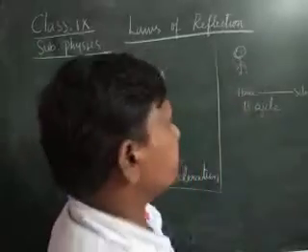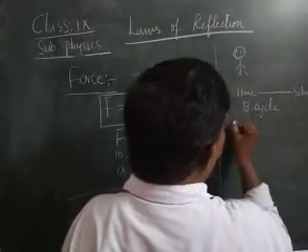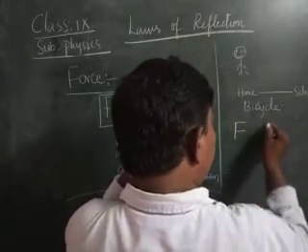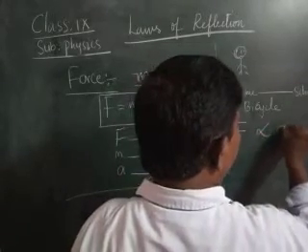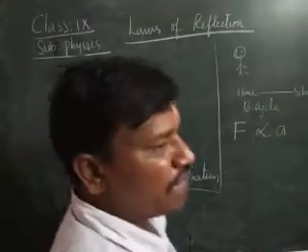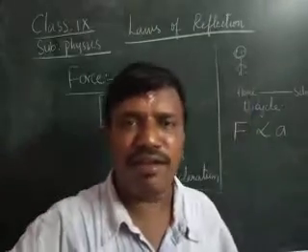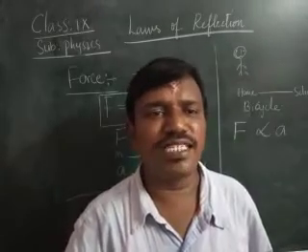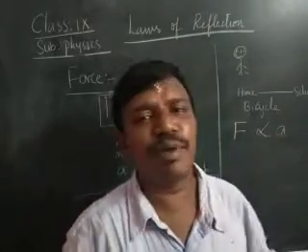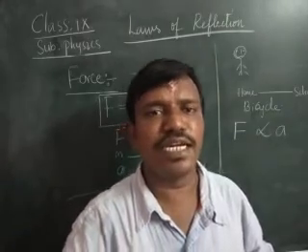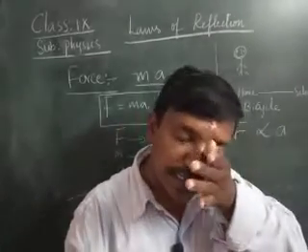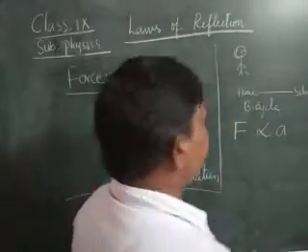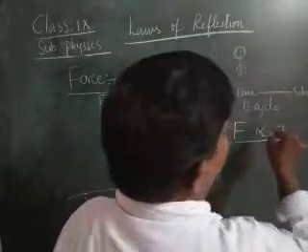Therefore, when he uses more force on the pedals, the cycle moves with more acceleration. The cyclist is moving fast. When he applies less force, the cycle moves slowly. By this, what can we say? We can say that force is directly proportional to acceleration. That means when force is increasing, acceleration is also increasing. When force is decreasing, acceleration is also decreasing. Okay, children? Therefore, force is directly proportional to acceleration.